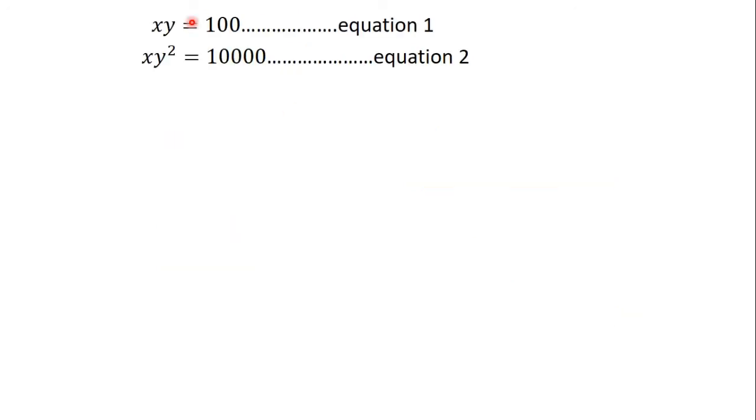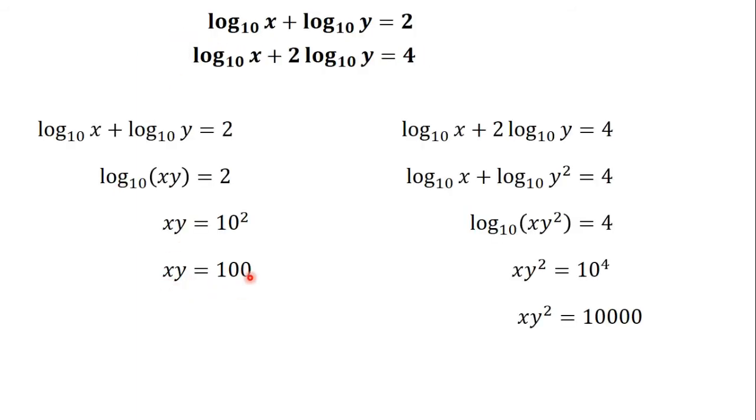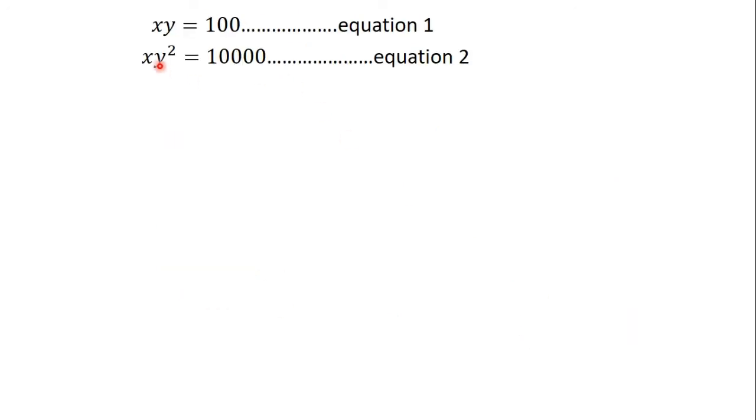So we have equation 1, xy is equal to 100, and equation 2 is xy squared is equal to 10,000. To solve these two equations simultaneously, what I'm going to do is divide one of the equations by the other because the two variables here are multiplying. So I'm going to divide equation 2 by equation 1.